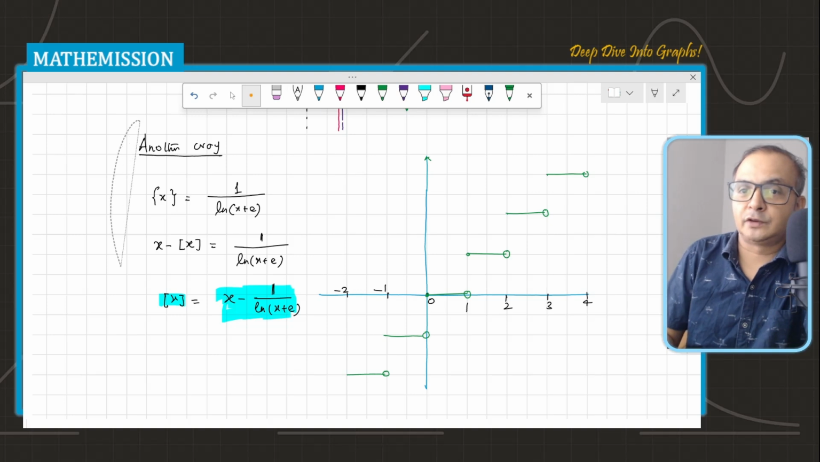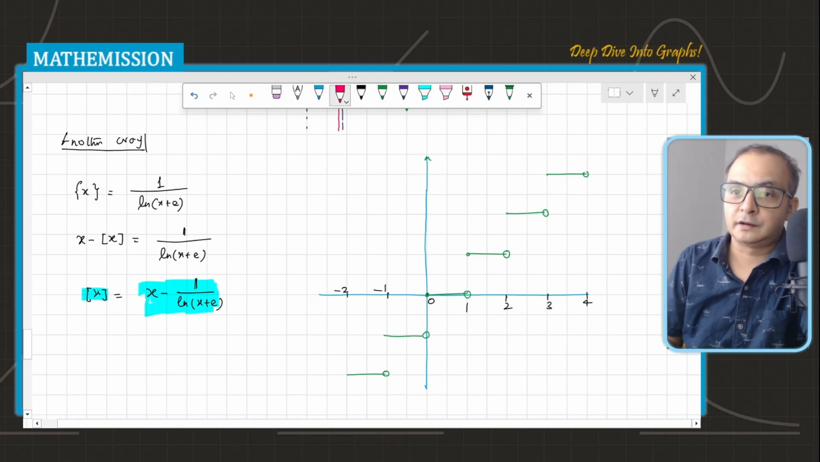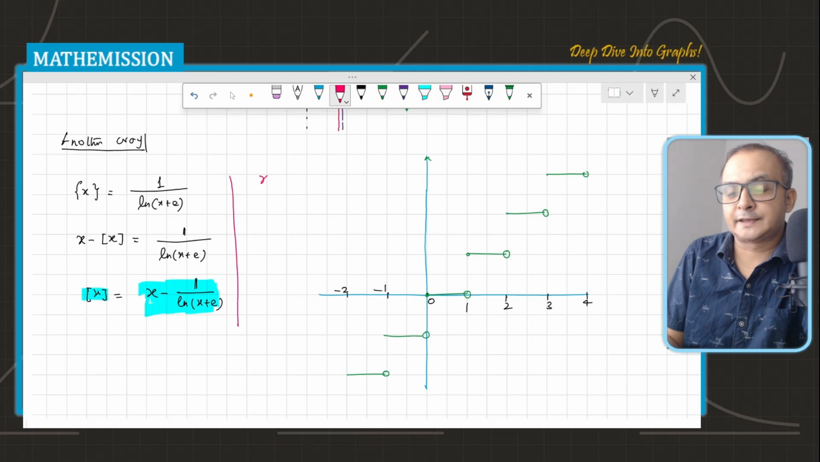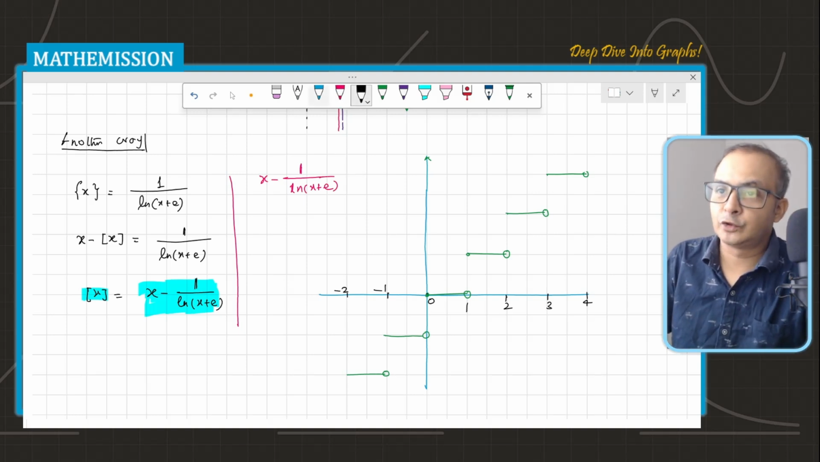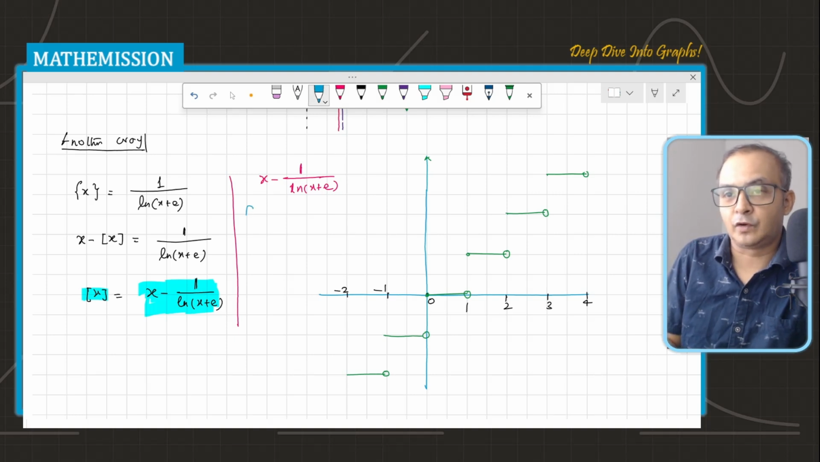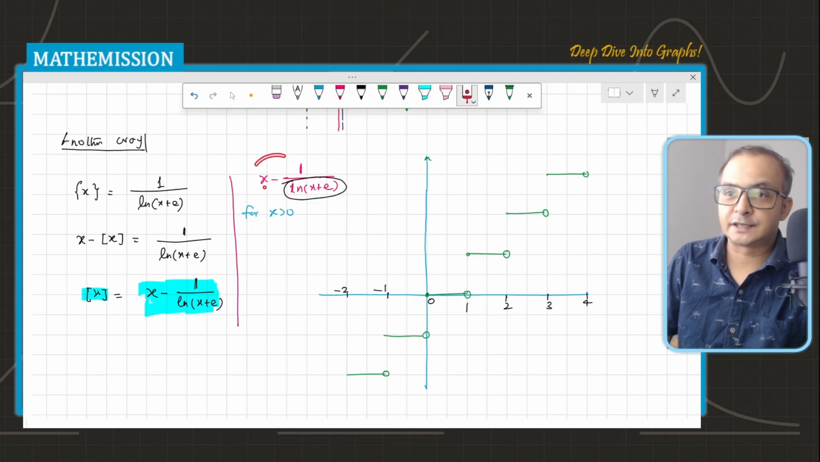Now what I'm doing is the right-hand side. For that, let me just bring it a little bit left. All right. So here I have to think about this x minus 1 over ln of x plus e. Let's try to think. You can see that whatever value you substitute for x greater than 0, for x positive, this quantity is always positive, because you are adding e and it's a positive quantity. And whatever number we have for this, you are subtracting from x. It means this entire thing will be lesser than x for x greater than 0.